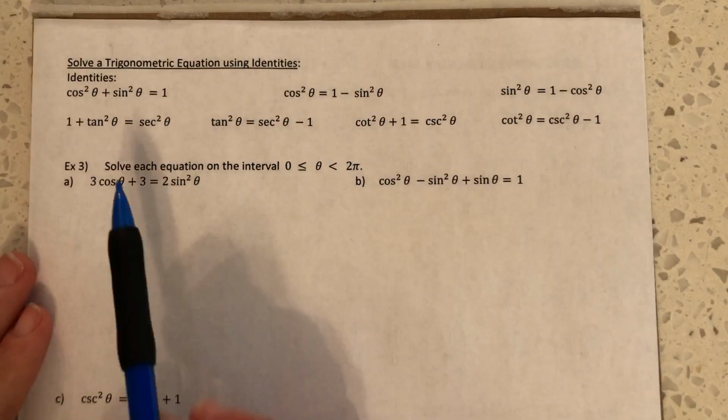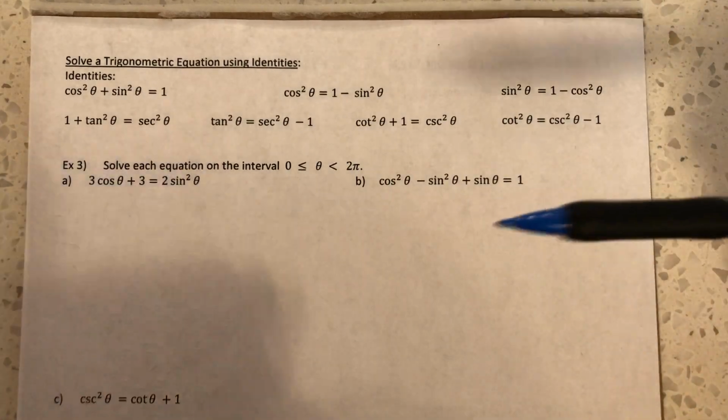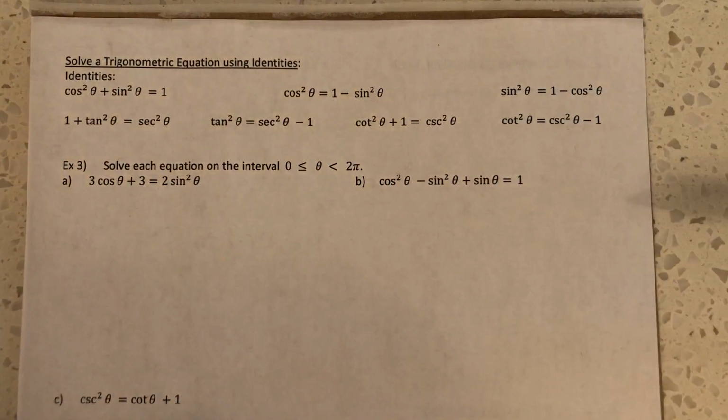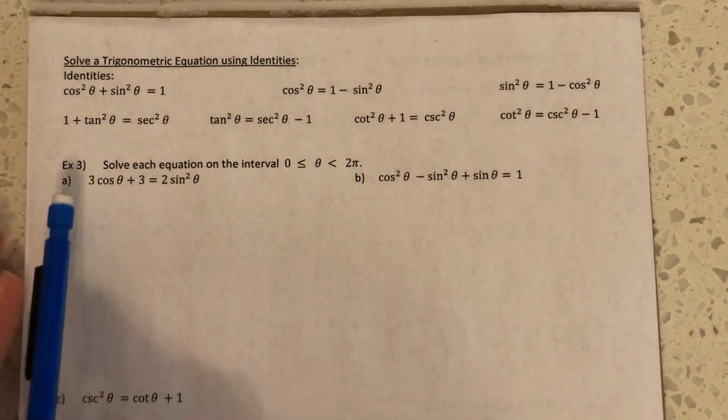All right, so look what it says. Solve each equation on the interval 0 to 2 pi. So again, you're only allowed to say angles between 0 and 2 pi are answers to this equation. We can include 0, but we cannot include 2 pi. All right, so look at this one.